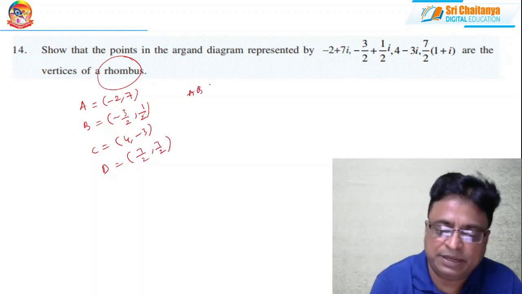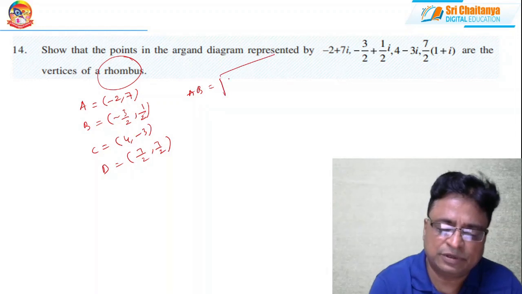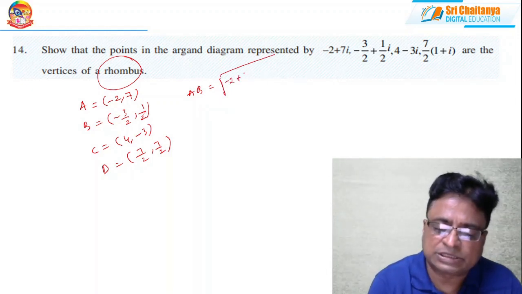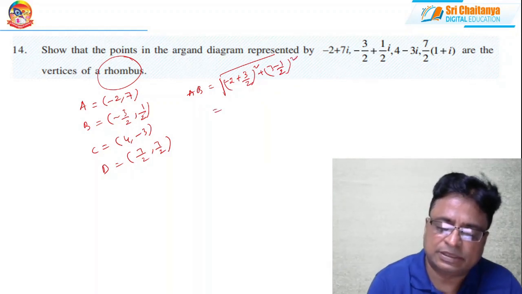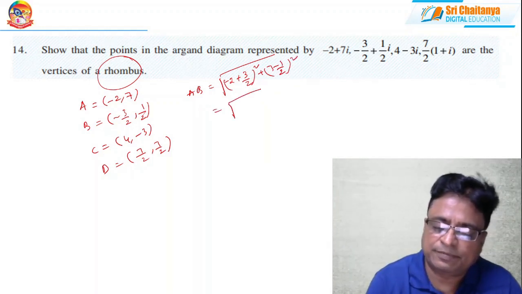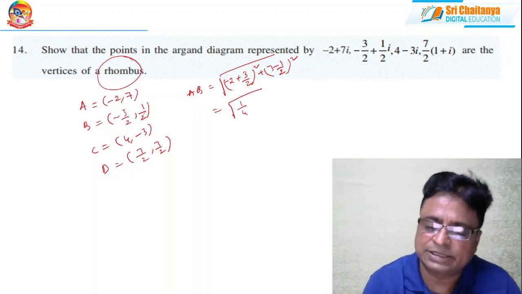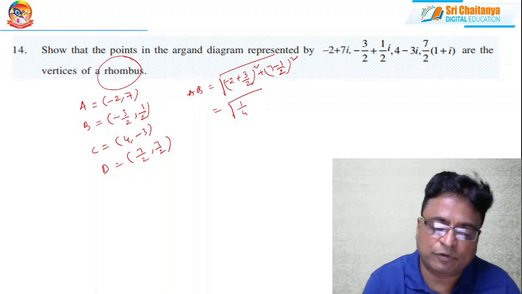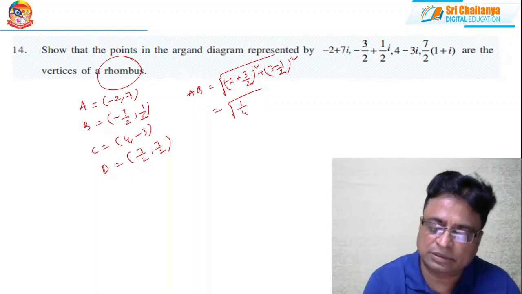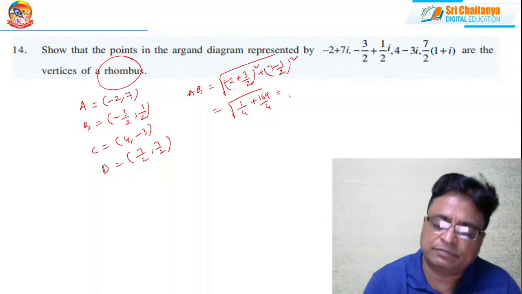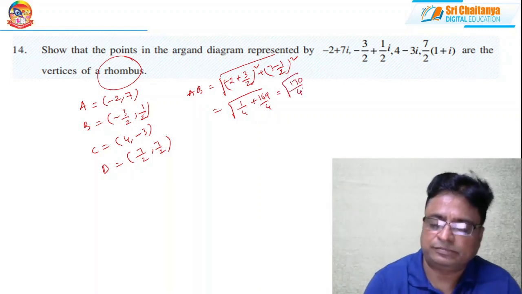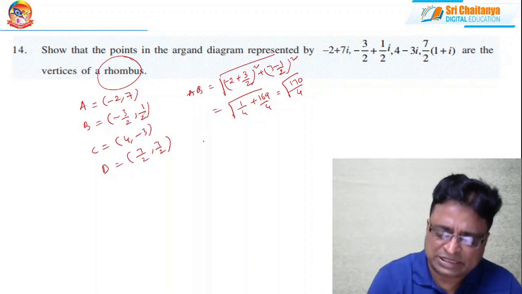Okay. What is AB? AB is square root of minus 2 plus 3 by 2 whole square plus 7 minus 1 by 2 whole square. That is, this is 1 by 4 and this is 14 minus 1, really, so 13 by 2. 13 by 2 means 169 by 4. That is root of 170 by 4. Not necessary to cancel it, let it be.